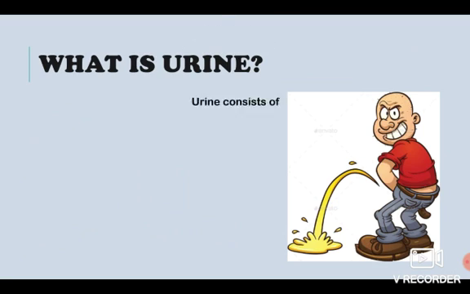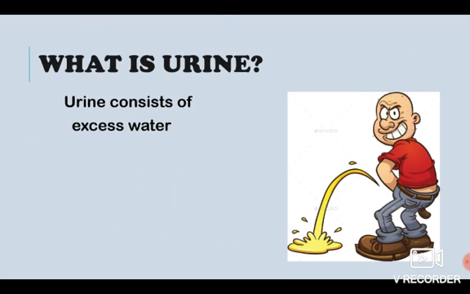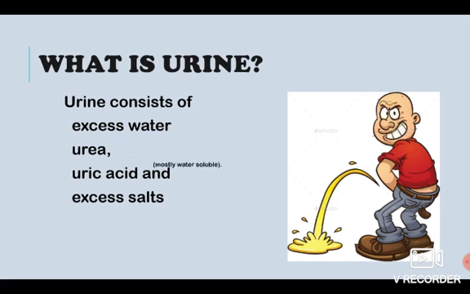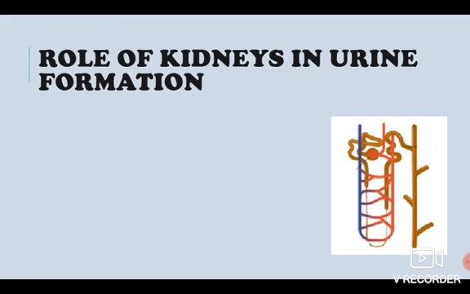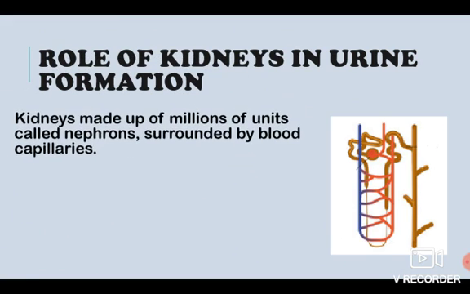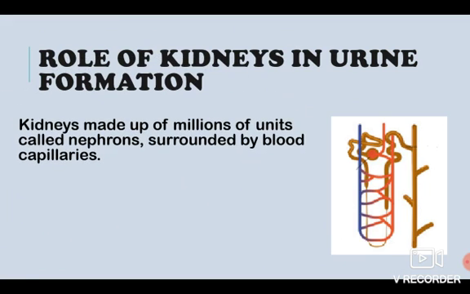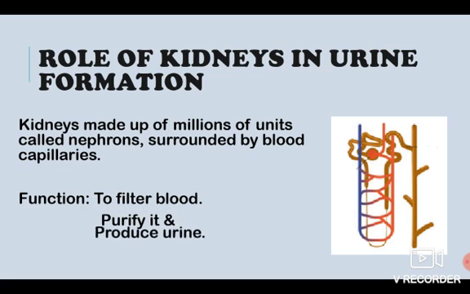What is urine? Urine consists of excess water, urea, uric acid, and lastly excess salts, which are mostly water soluble in their nature. Let us learn a little more about the role of kidneys in urine formation. Kidneys are made up of millions of units called nephrons which are surrounded by blood capillaries. These blood capillaries which surround the nephrons are known as vasa recta. The function of the nephrons is to filter blood, purify it, and lastly produce urine.